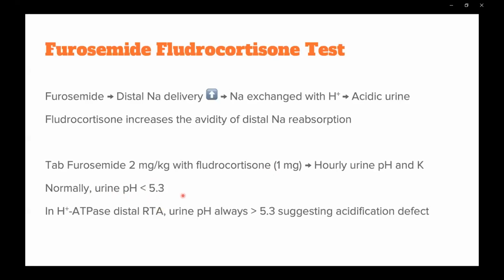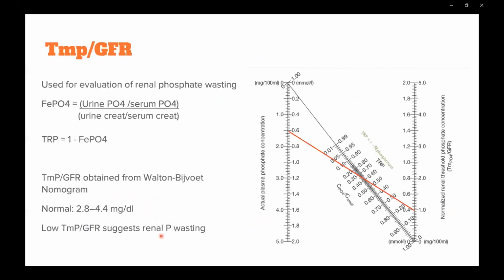If the pH drops to less than 5.3, that means there is an intact acidification mechanism. If the pH always remains more than 5.3, that means there is an acidification defect and the patient may literally be having incomplete distal RTA, which can be the cause for stones in that particular patient.